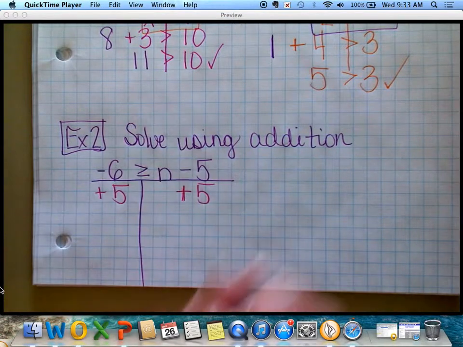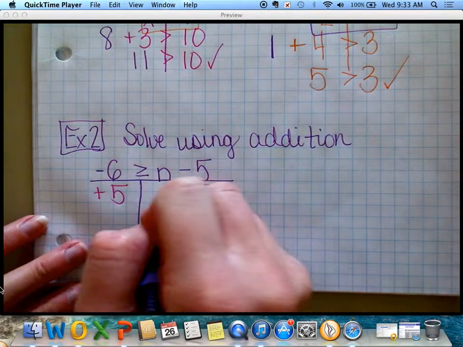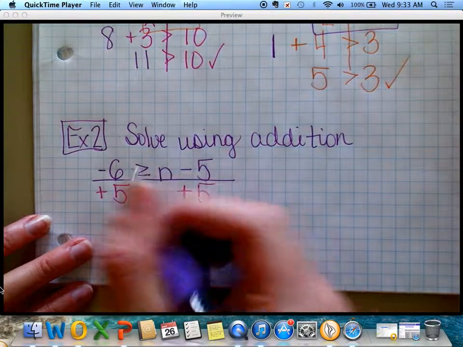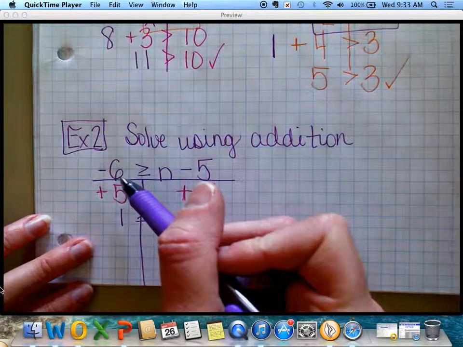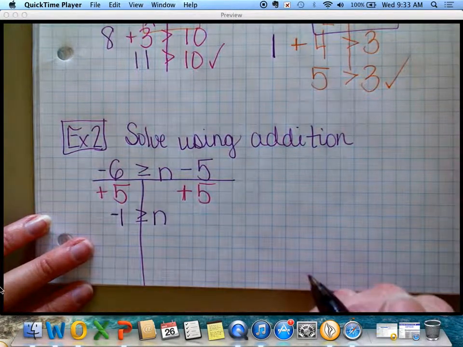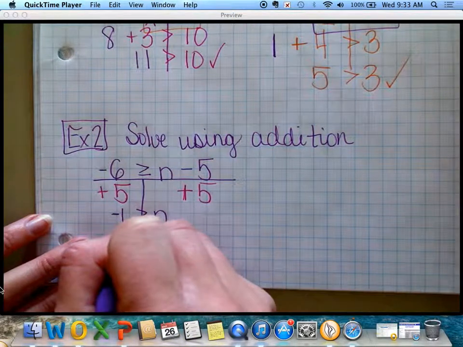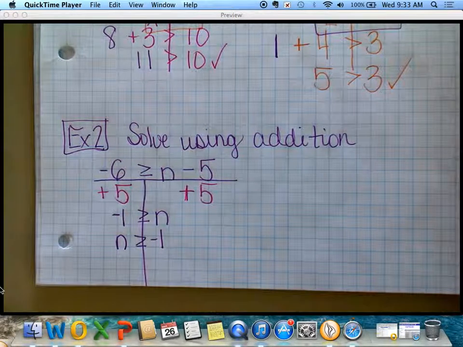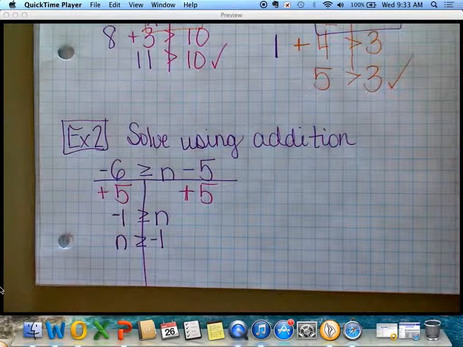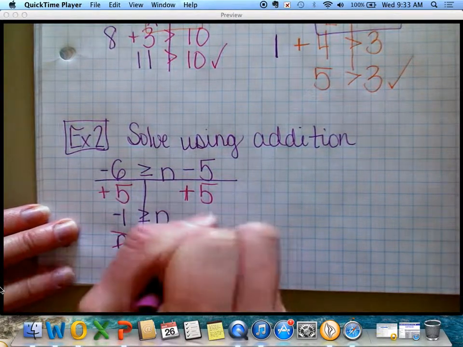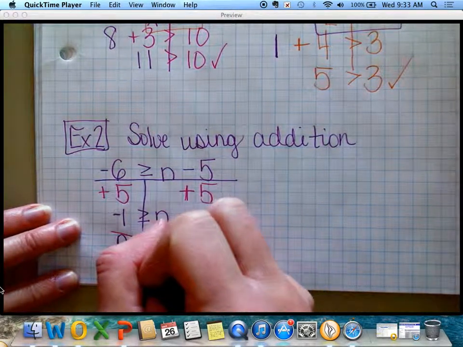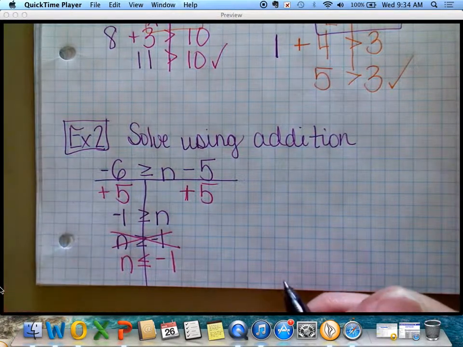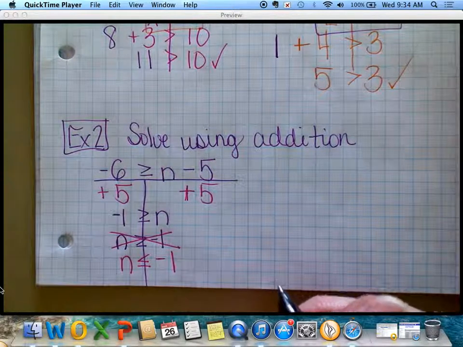Now I have different signs, so I find the difference. Difference between 6 and 5 is 1. Negative 6 has a greater absolute value, so you have negative 1. Remind me, what is incorrect about that next line that I wrote? We have to switch that sign around. The arrow stays pointing at what it's pointing at.